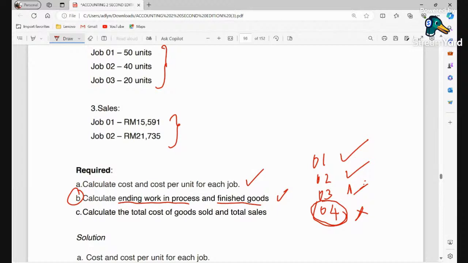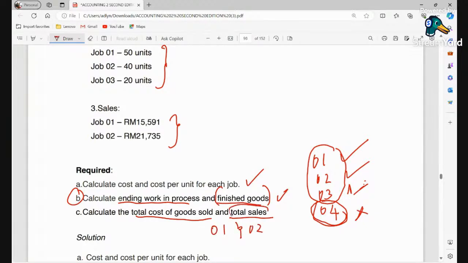Tapi finished goods, the cost for finished goods, nak kira macam mana? Kita ada 3 kerja yang dah siap tadi, so kita campur. 01 plus 02 plus 03, nanti jumlah ni akan memberikan you the finished goods amount, alright? Ataupun cost. And then dia suruh kita kira total cost of goods sold and total sales. So maksudnya saya jual 01 and 02.